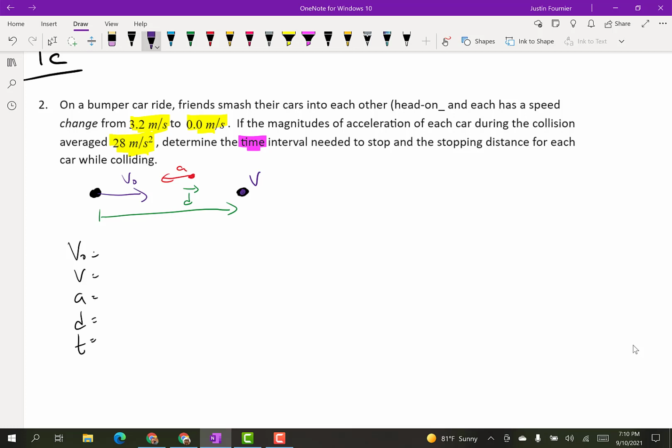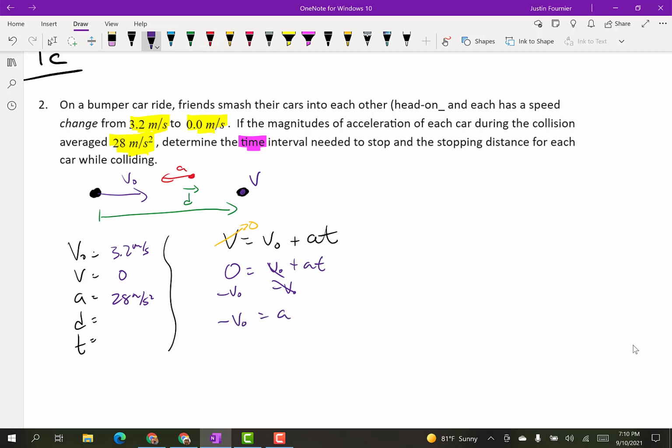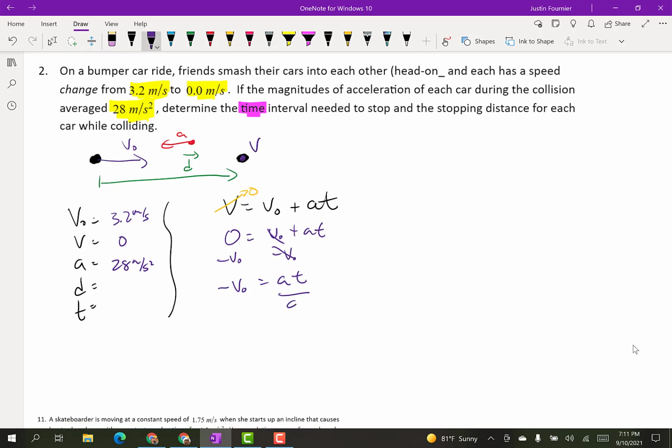So I know the initial velocity, v naught, is 3.2 meters per second. I know the final velocity is 0, and they also told me the acceleration. So I can use v equals v naught plus a t. Since the final velocity is 0, I get 0 equals v naught plus a t. I can subtract v naught from both sides, so I get negative v naught equals a t. And then I divide both sides by a.